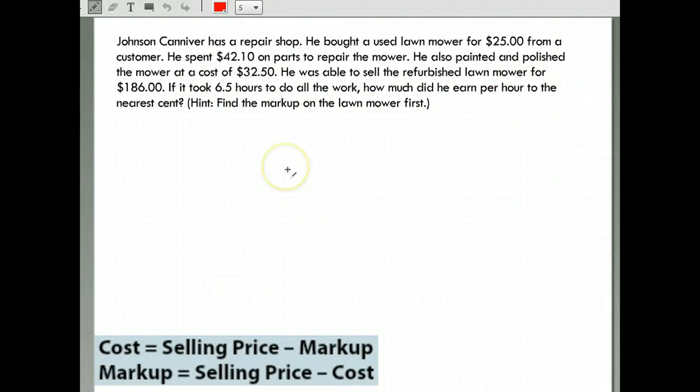All right, here is one more question on this. Okay, Johnson Canover has a repair shop. He bought a used lawnmower for $25. Okay, so there's his cost. So far, that's his cost. He then spent $42.10 on parts to repair the mower. He also painted and polished it for $32.50. And then he was able to sell the lawnmower for $186. So this is his selling price. How much did he earn per hour to the nearest cent?